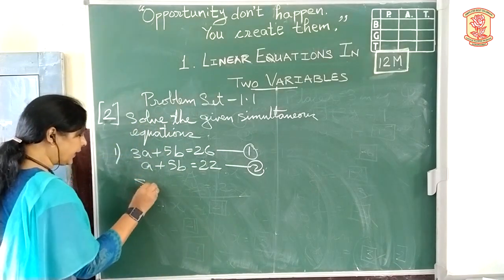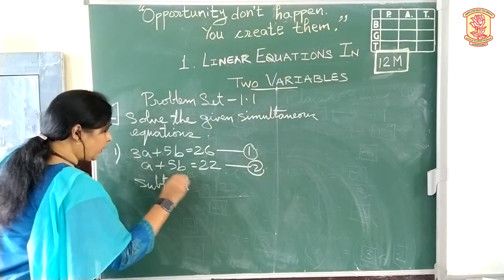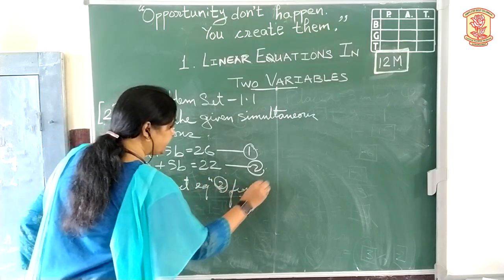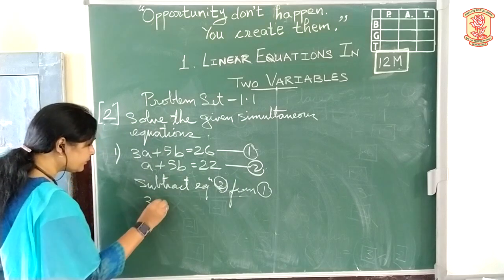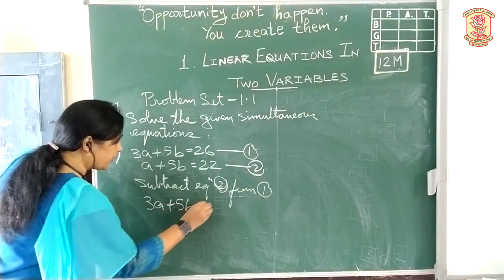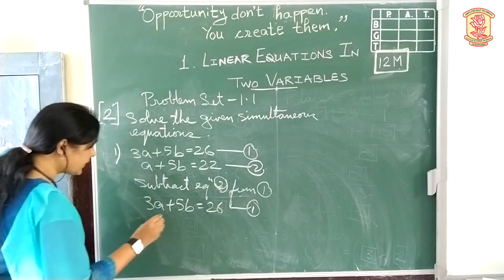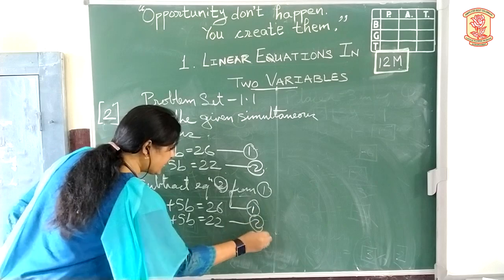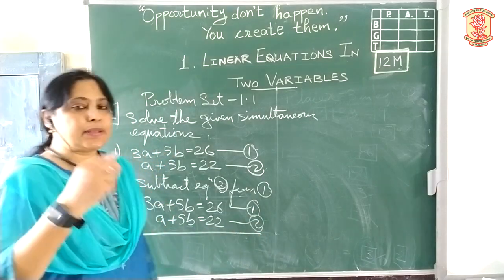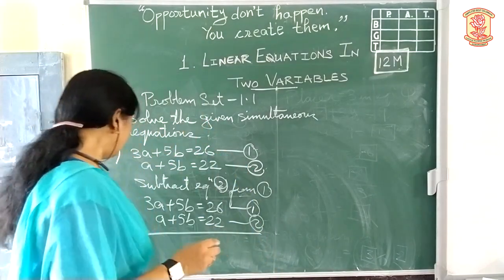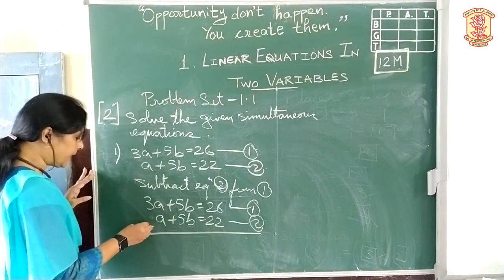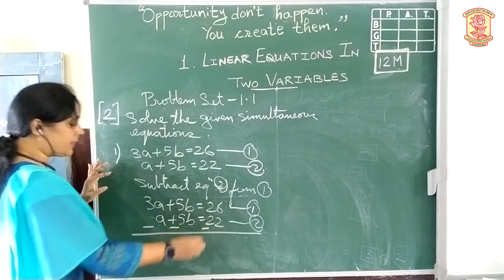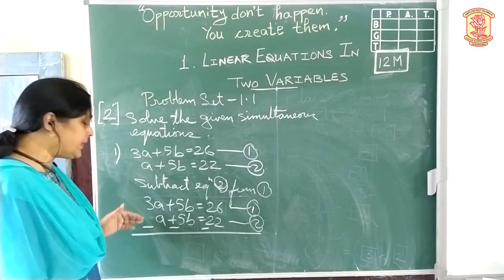So we write: subtract equation 2 from 1. 3a plus 5b equals 26, that's the first. And a plus 5b equals 22 is the second. Now as we are subtracting, we change the sign of the second equation. That is, if it is plus a, this becomes minus a, plus 5b becomes minus 5b, and plus 22 becomes minus 22. Now we are going to consider these new signs.